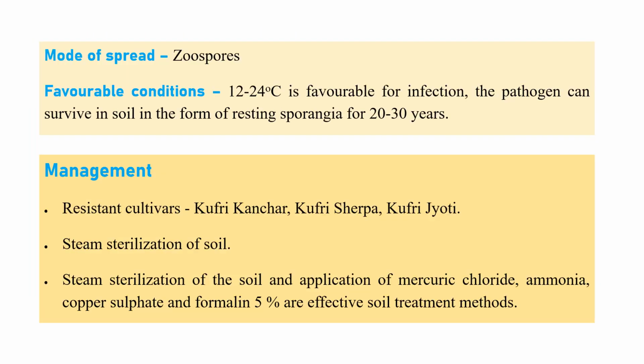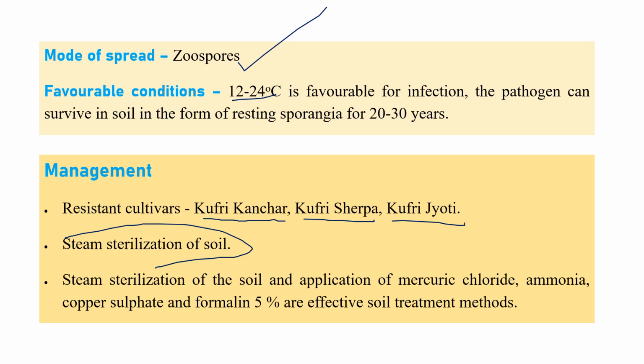Coming to the mode of spread, generally it will produce zoospores. The favorable environment is 12 to 24 degrees Celsius, and the sporangia can survive in soil for around 20 to 30 years. Some of the resistant varieties are Kufri Kanchan, Kufri Sherpa and Kufri Jyoti. And steam sterilization of soil is not possible.